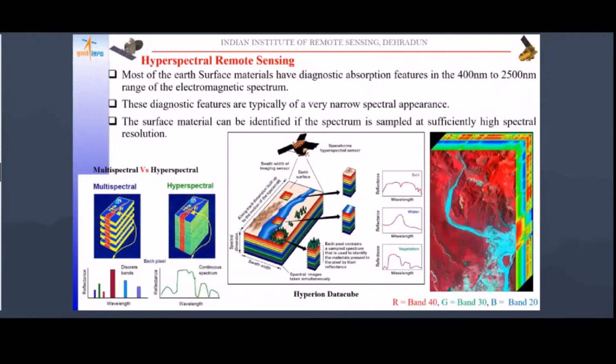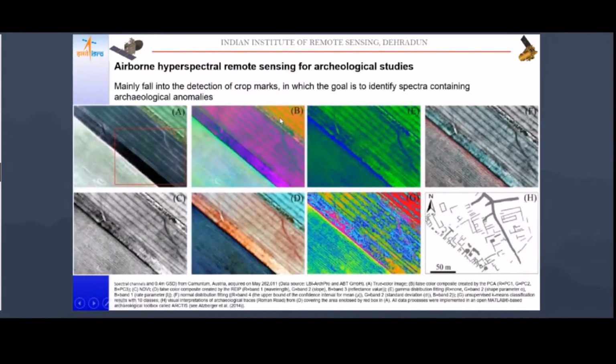Then hyperspectral remote sensing also forms, as I said, a very important part, because it lets us see a continuous, narrow spectrum, and therefore we get very detailed, high resolution surface spectral information, which becomes very useful for such studies. This is an example of detecting crop marks through airborne hyperspectral remote sensing.